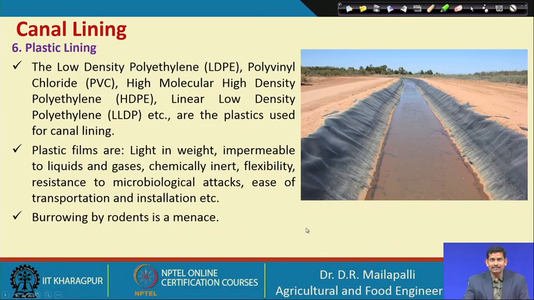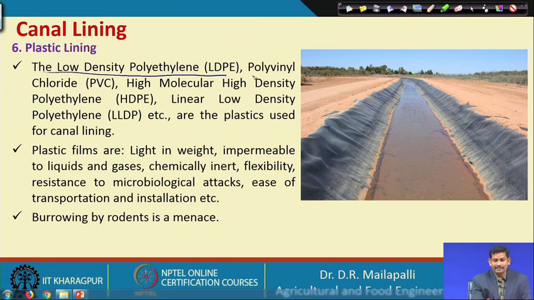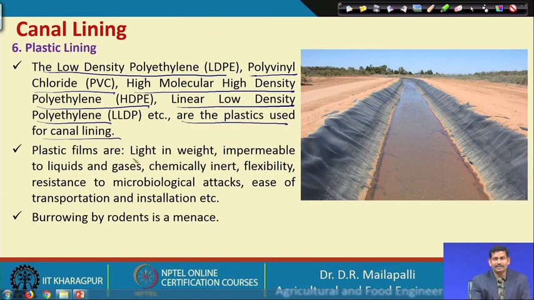So, the next is the plastic linings, which are very important and, of course, expensive compared to the others. The materials being used are plastics: low density polyethylene, LDPE, or polyvinyl chloride, PVC, and high density polyethylene, HDPE, and linear low density polyethylene, LLDPE. So, these are the plastics being used in canal lining.